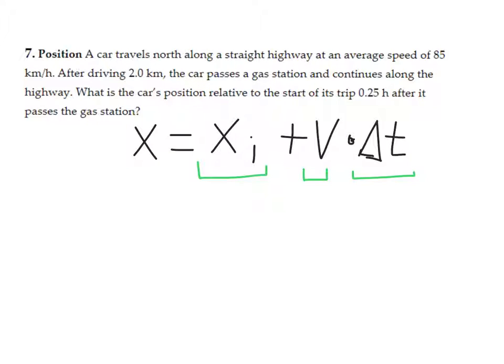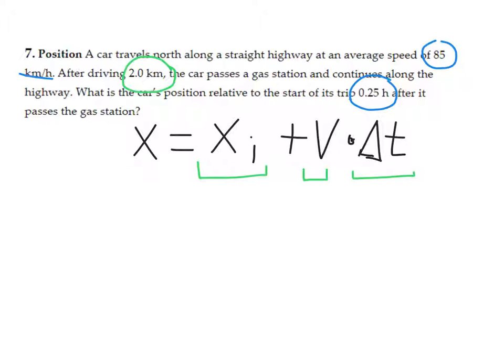and we have to go for the question. It says, what is the car's position relative to the start of its trip after it passes the gas station. So the gas station will be like the gap, so that's 2 kilometers, the point at which the car passes the gas station, and then it continues at 85 kilometers per hour during 0.25 hours.